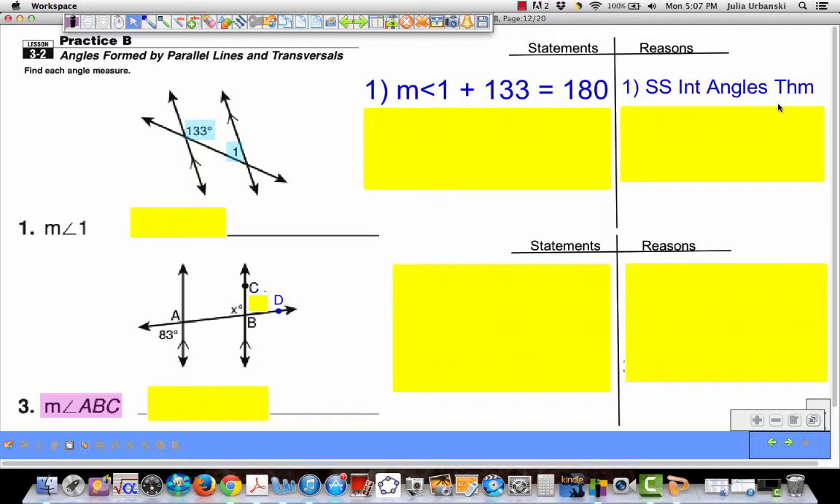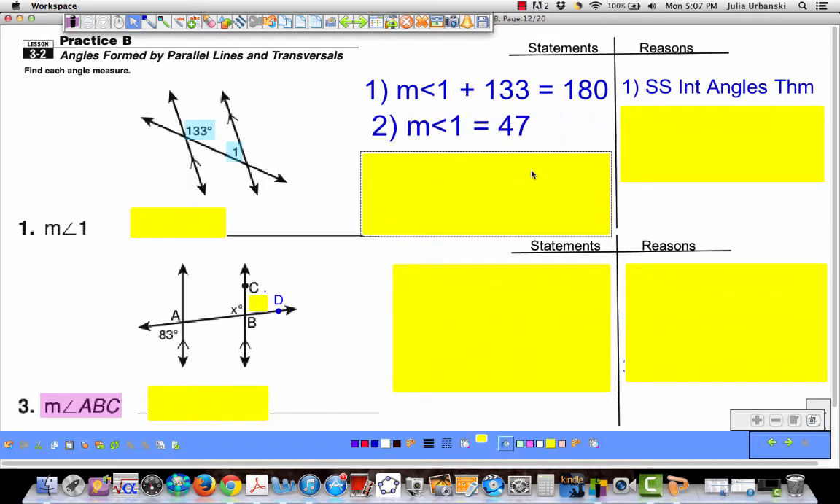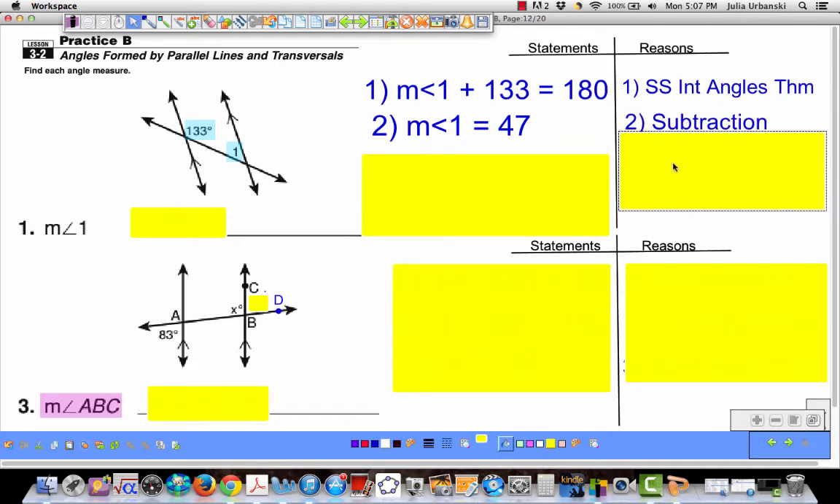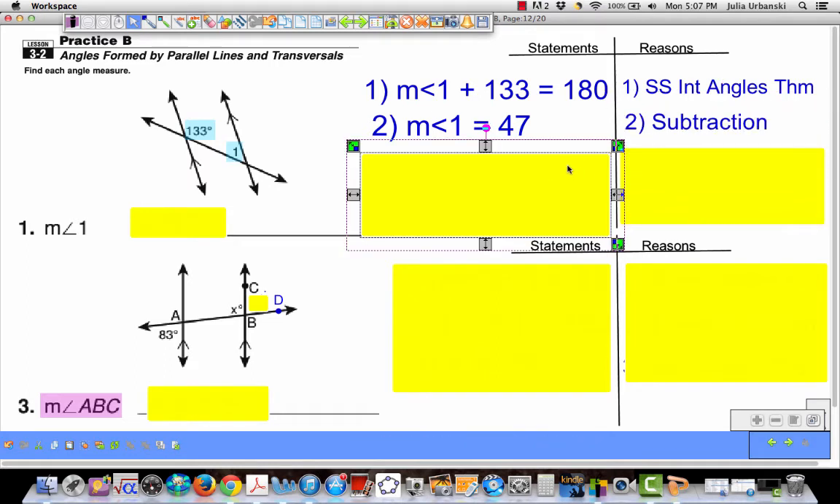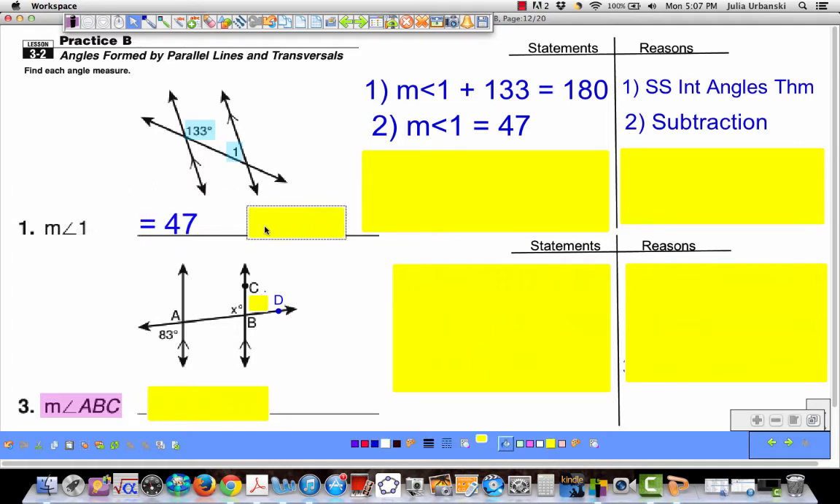Now the next step is really easy. Subtract 133 from both sides, you get 47 degrees. How did you get that? By subtraction. So to go back and always look at the answer, or to answer the question they asked you, angle 1, well, it was just 47.